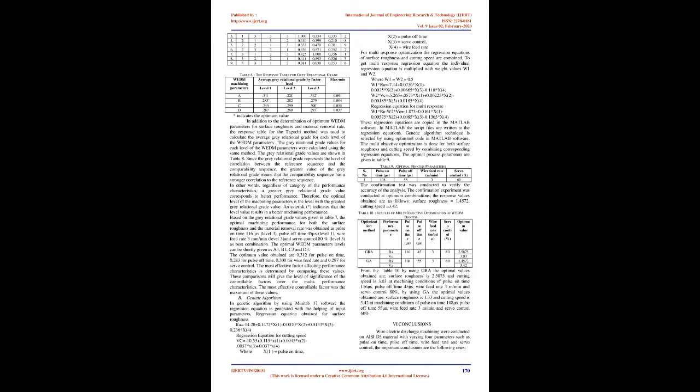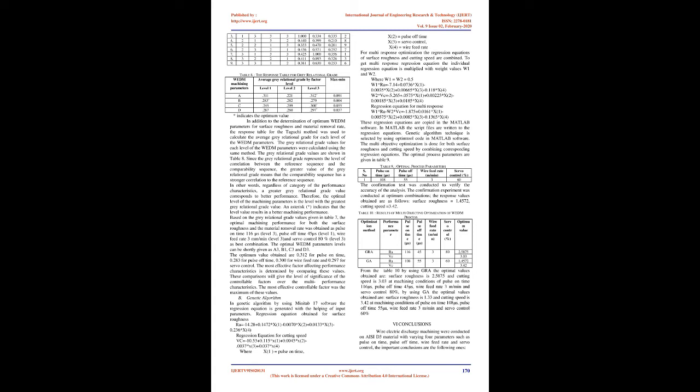Since the gray relational grade represents the level of correlation between the reference sequence and the comparability sequence, the greater value of the gray relational grade means that the comparability sequence has a stronger correlation to the reference sequence. In other words, regardless of category of the performance characteristics, a greater gray relational grade value corresponds to better performance. Therefore, the optimal level of the machining parameters is the level with the greatest gray relational grade value. An asterisk indicates that the level value results in a better machining performance.